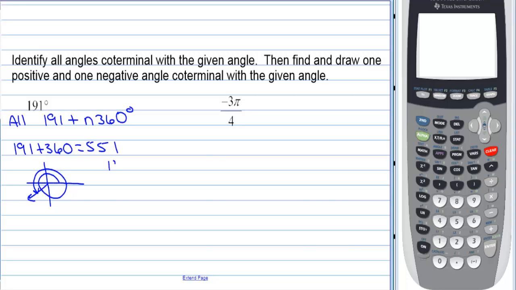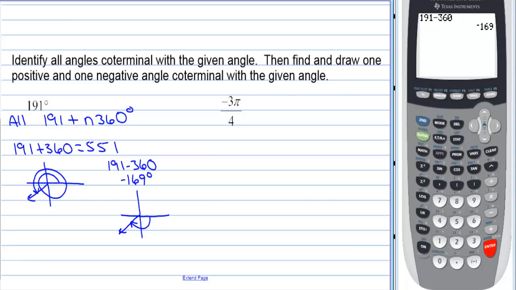And then we have 191 minus 360. So 191 minus 360, and that's negative 169. Negative 169 degrees. And so that should be, here's 11 degrees past 180. So negative 169 should be right there. It's got to be the same place because we're saying it's coterminal.